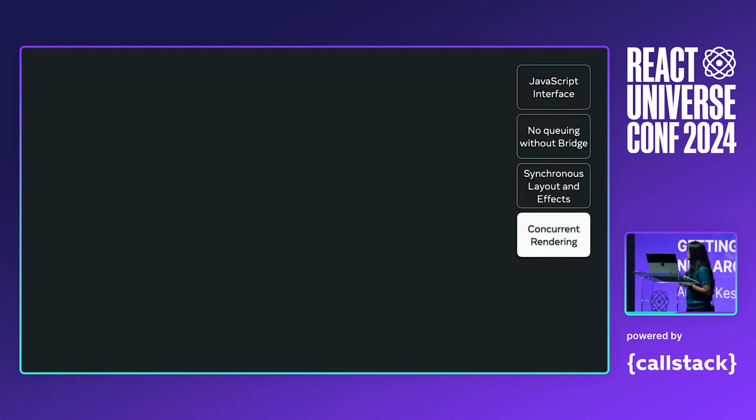Now, the new architecture also supports concurrent rendering and features that have shipped in React 18 and beyond. You can now use features like Suspense for data fetching, transitions, and other new React APIs in your React Native code itself. The concurrent renderer also brings some of the out-of-the-box improvements like automatic batching, which reduces the re-renders in React.